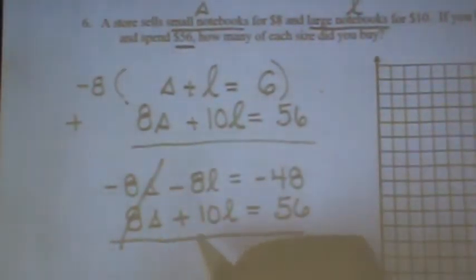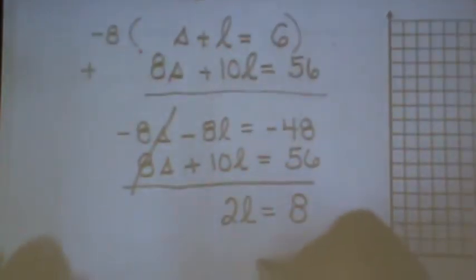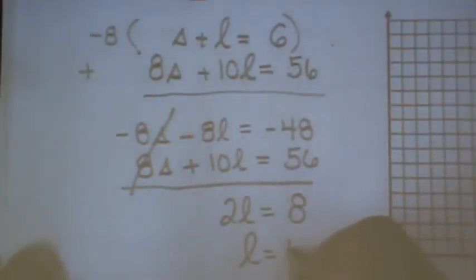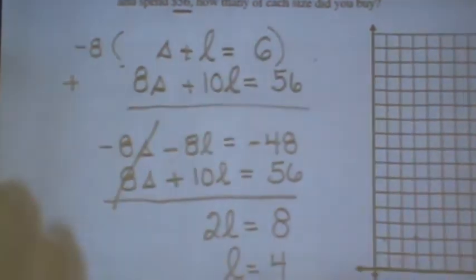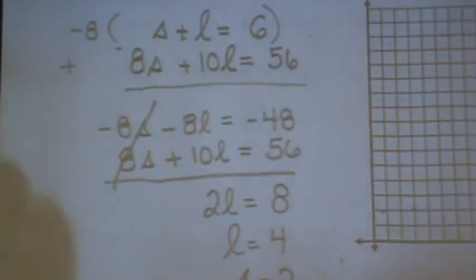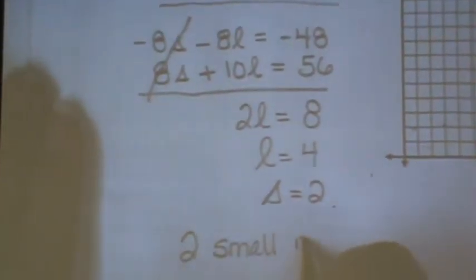Add them up, and what's -8L plus 10L? 2L equals, what's this? Anyone? 8. And what's L? 4. What does L stand for? The number of large notebooks. How would we find out the number of small notebooks? You're going to plug 4 right in here and subtract it, and what's S? 2. So in other words, 2 small notebooks.